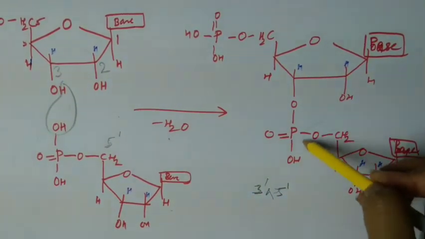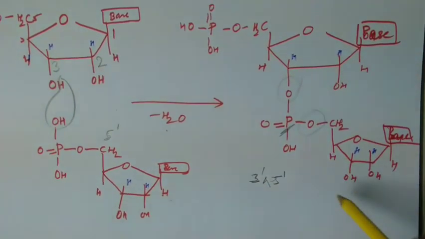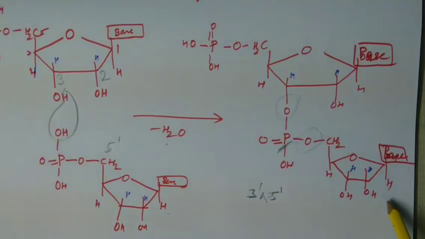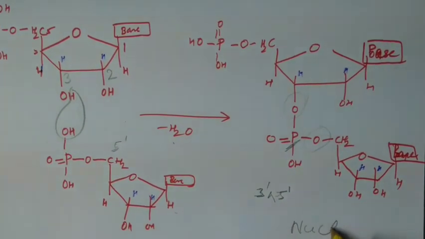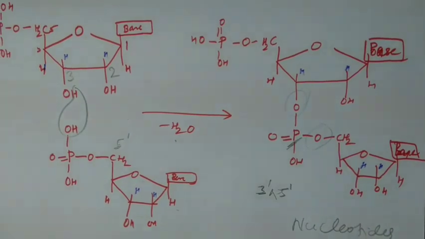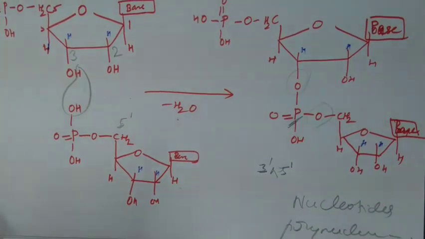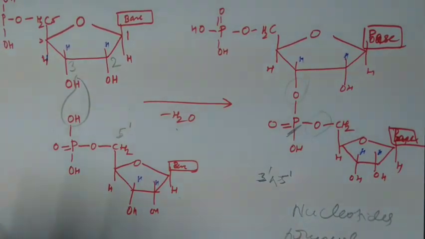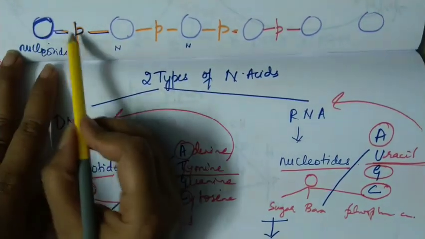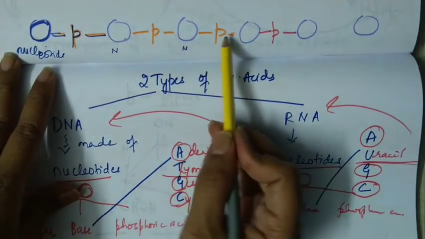So ester, one ester is here, another ester is here. Because phosphorus is involved, it is called a phosphodiester bond. And such a large number of phosphodiester bonds are formed between nucleotides to give you a polynucleotide chain, which I had shown in the beginning of my class with this structure, with those circles, okay, which is shown here. So this is nucleotide, phosphodiester bond, another nucleotide, phosphodiester bond, nucleotide, phosphodiester bond.